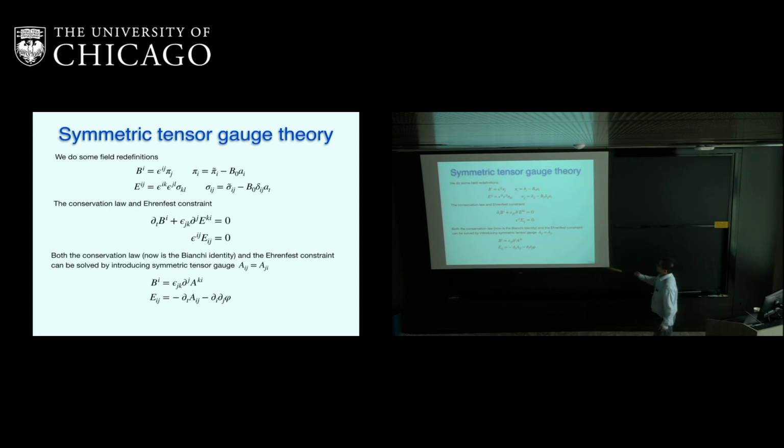And here, if you do a few more redefinitions, you will see that you can rewrite the conservation law and Ehrenfest constraint in this form. And if you think about this first term as a BKT identity, you can solve these two equations by introducing the gauge field. It's very similar to what you do in the particle-vortex duality. And because of the Ehrenfest constraint, the tensor gauge field here needs to be symmetric.